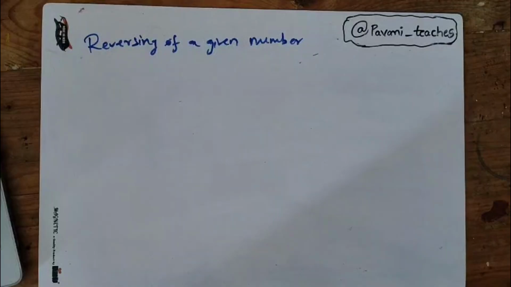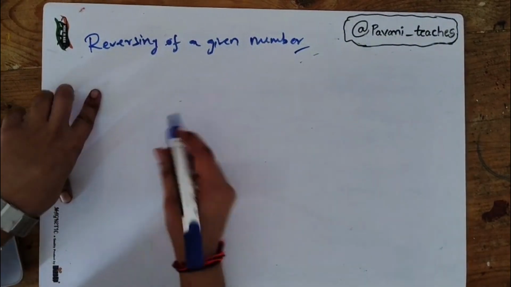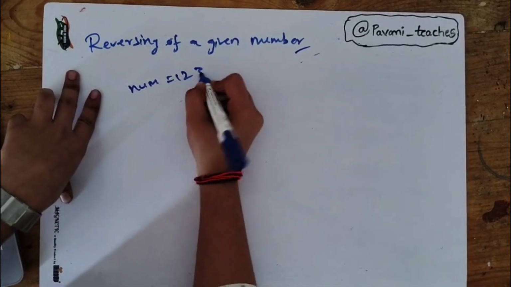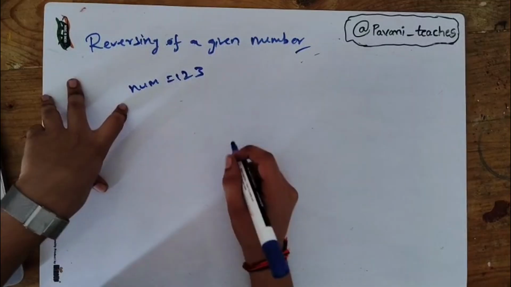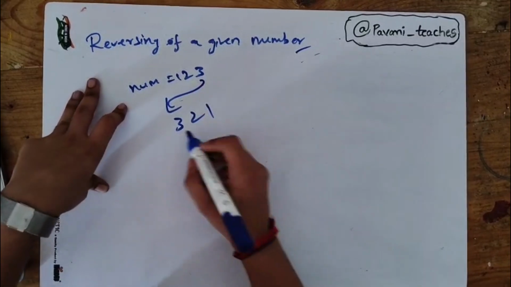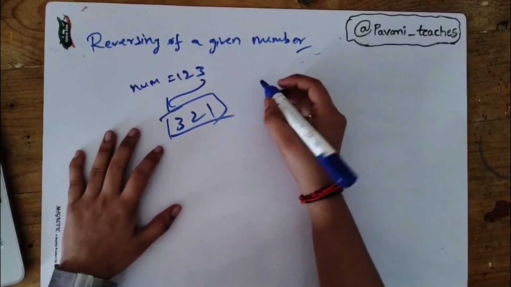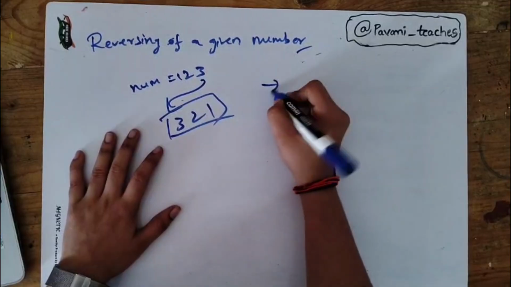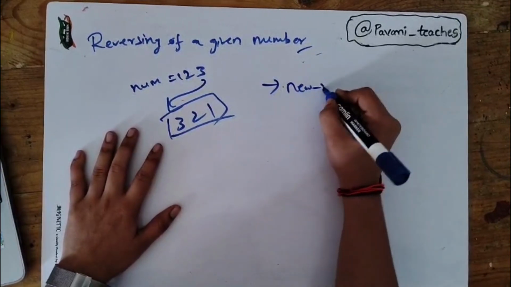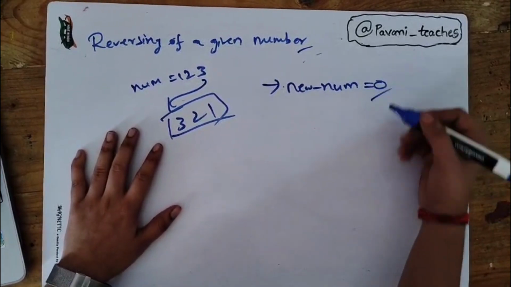Now let's discuss reversing of a given number. Suppose I am taking the number as 123. Then we have to get the output as 321. To get this, the logic works like this: first we take the new number, which we are generating now, new num, which at the beginning is 0.